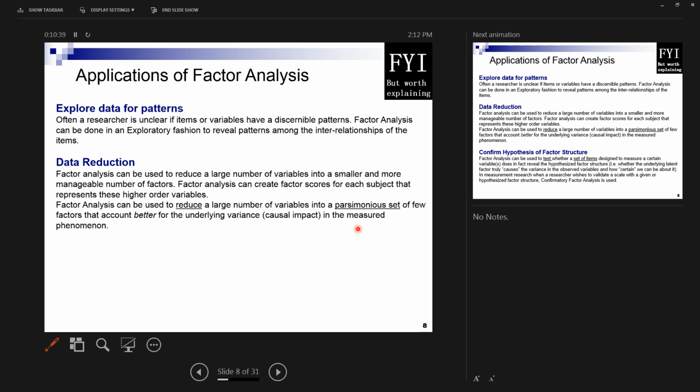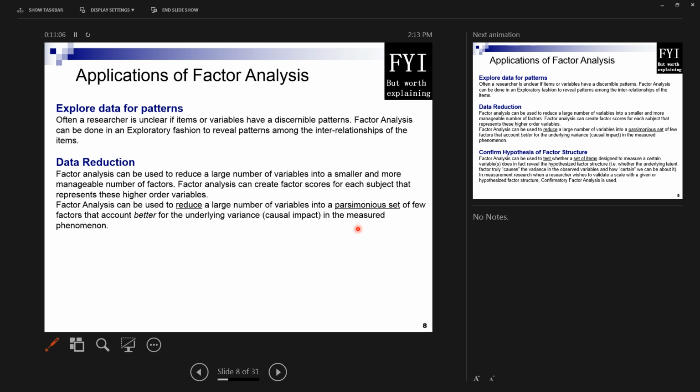Oftentimes when I do these analyses with students, we end up cutting a whole third of the survey out because some items we just don't need. We have 10 items to measure one thing and we only really need like 4 of them. The ideal in the literature is 4 items per latent construct. Any less than that and you start getting a little bit unstable. Any more than that and it's just overkill. There's a lot of overlapping variance explained.